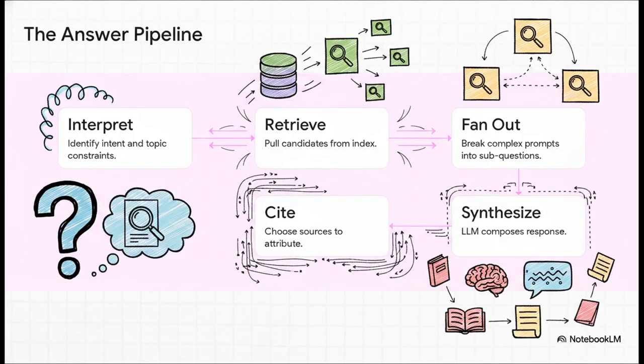Here's the crucial part. Nearly all of these AI search experiences follow a highly predictable 5-step pipeline. First, it interprets the user's intent. Second, it retrieves candidate pages from the index. Third, and pay attention to this one because it's vital, it fans out. It breaks complex prompts down into sub-questions and retrieves information for each of them. Fourth, it synthesizes a cohesive response. And finally, step 5, it cites its sources. Literally every single one of these steps is a massive opportunity for you to optimize your content.